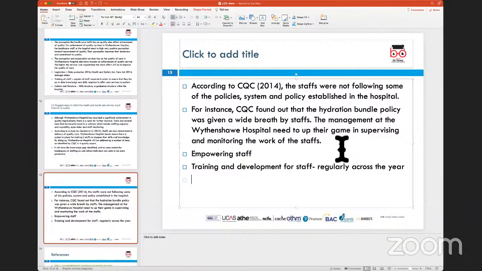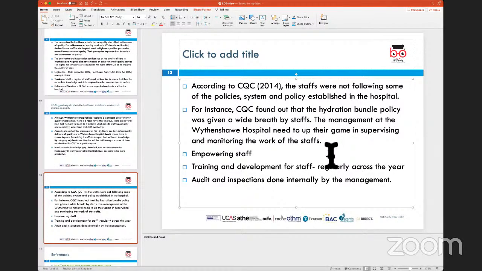There could also be audits and inspections done internally by the management. Now, rather than have an inspection by CQC or an external body or a regulator, if regular inspections and audits are done by the senior management of the hospital, then that would also ensure that if there are any slippages being picked up in quality procedures, the management can allow the staff to put corrective action in place to get rid of those slippages or negligence, or in some cases, services not meeting the requirements as set out by CQC in its guidelines and policy. So those would be ways in which you could look at ensuring that health and social care services help in the overall improvement of quality.